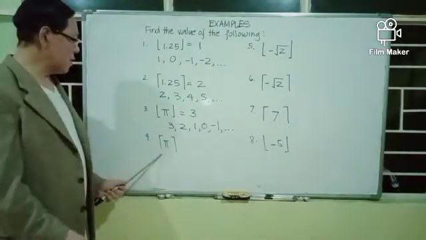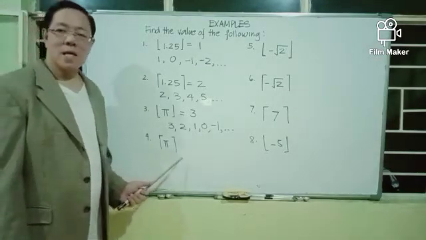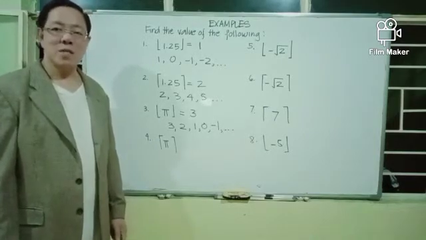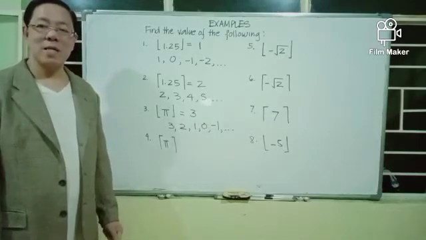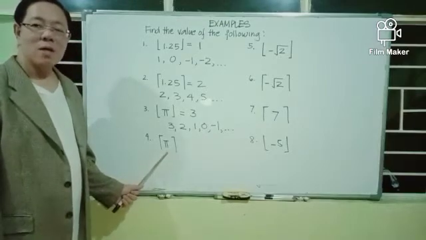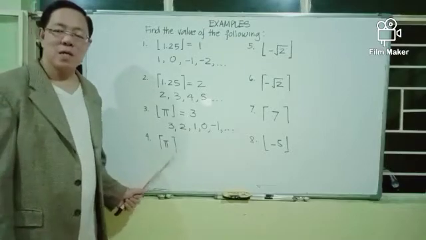Next, number 4, we find the ceiling of pi. The ceiling of pi is defined as the least or the smallest integer that is greater than or equal to pi. And one such integer that is greater than pi or 3.14 is 4.